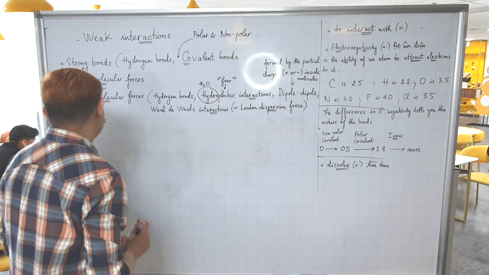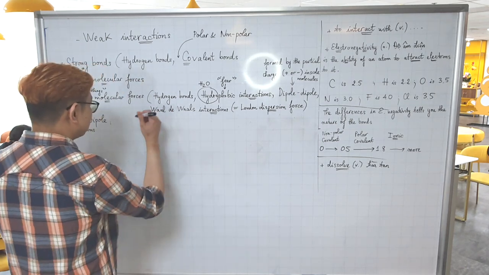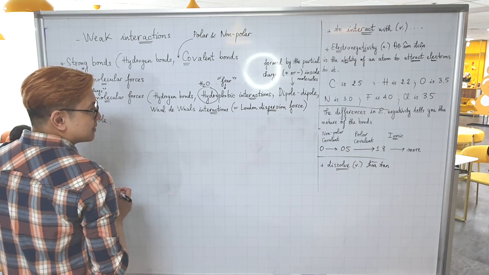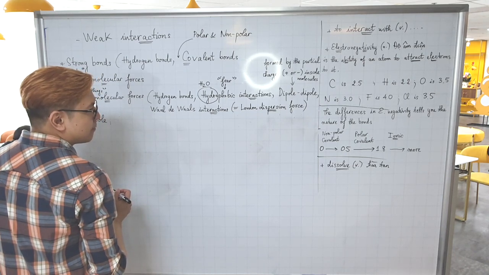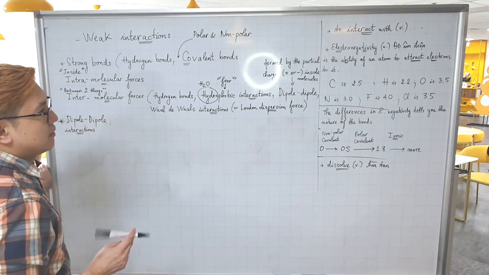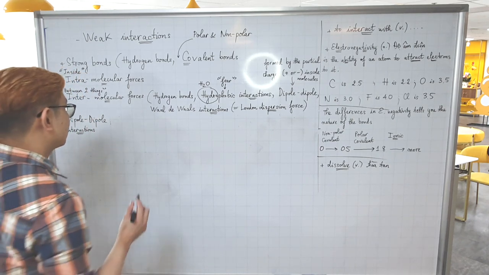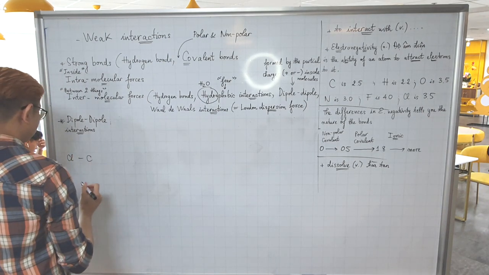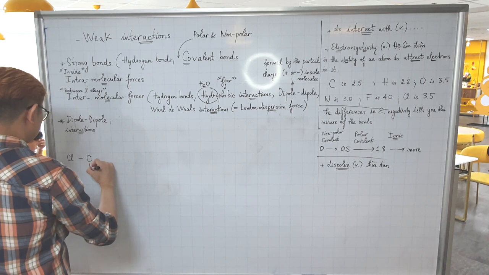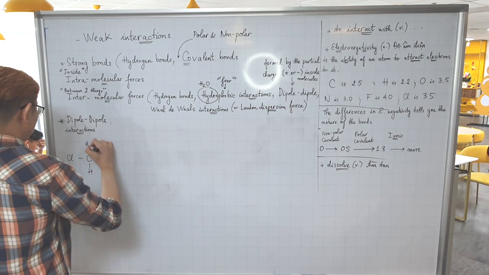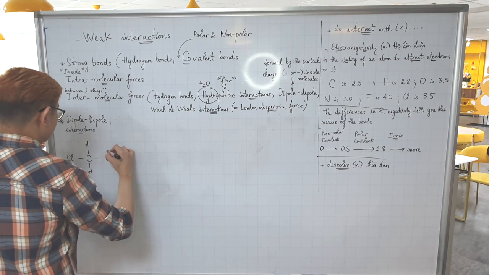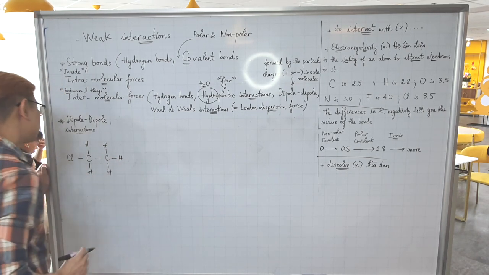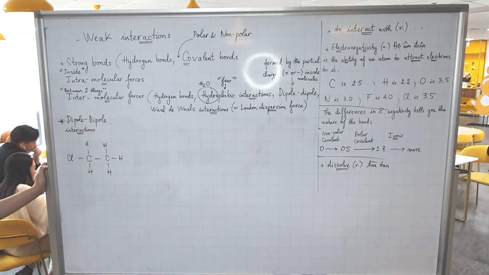So, like for example, let's say dipole, dipole, let me think of an example. Okay. C, Cl, H, H, C, H, H, H, and then another one.